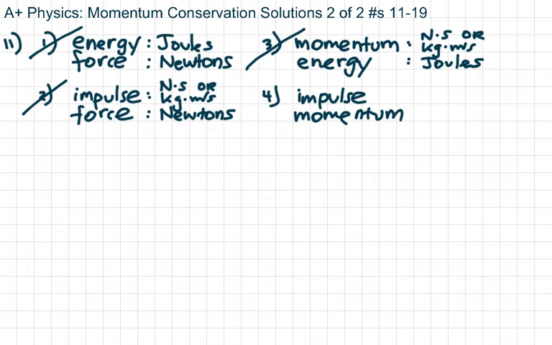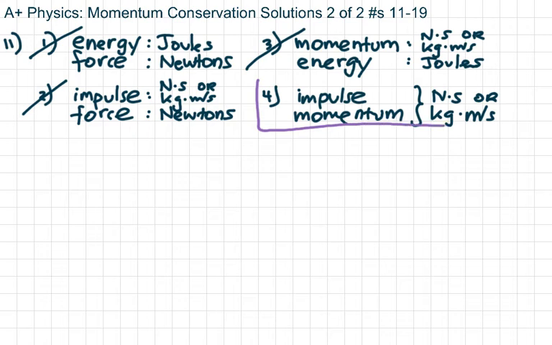Impulse and momentum both have the same units. They're newton seconds because J equals Ft, or kilogram meters per second because P equals mv. And they both have those same units, so 11 is choice 4.